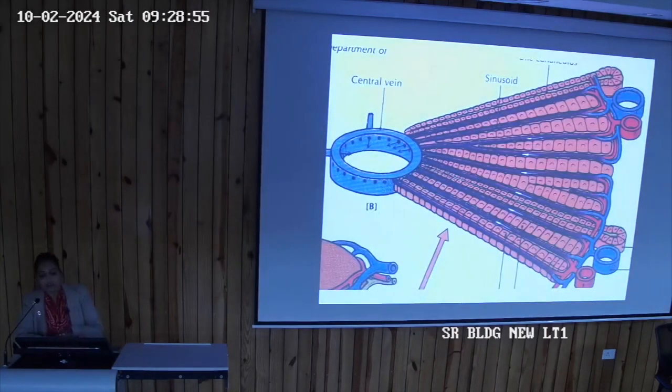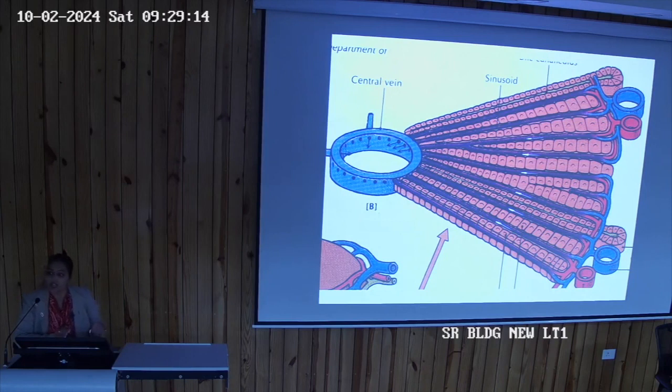Now to start with, this is the classical liver hepatic lobule. Here there is a central vein in the center. This is the central vein. Radially arranged from here are cords of hepatocytes. These are running from the center towards the periphery.